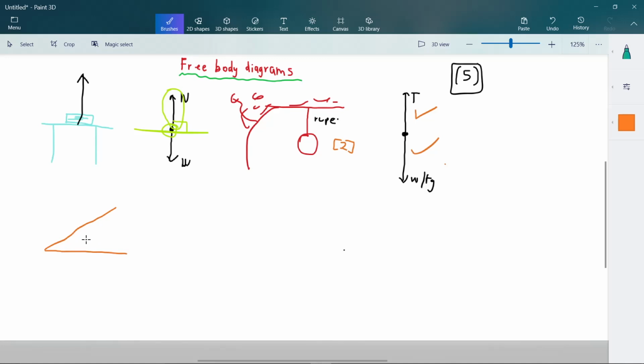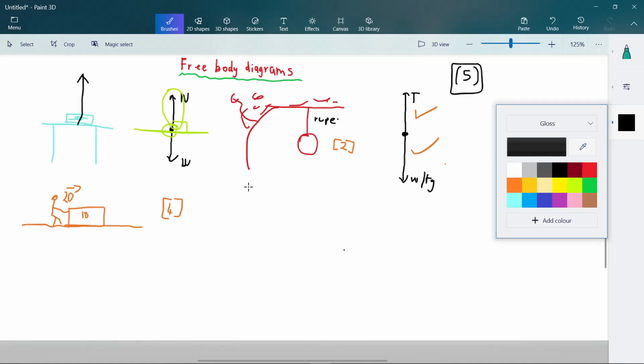Let's look at more examples. Let's say we have a rough surface right here, and we have a crate with a mass of 10 kg, and we have Johannes, our friend from the last lesson. He is pushing onto this box with a force of, let's say, 20 newtons to the right. And they say draw a free body diagram of this box. Automatically you know how many forces you have to draw in order to be awarded full marks.